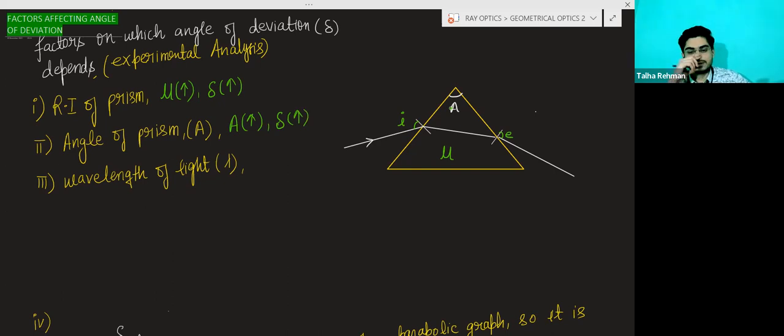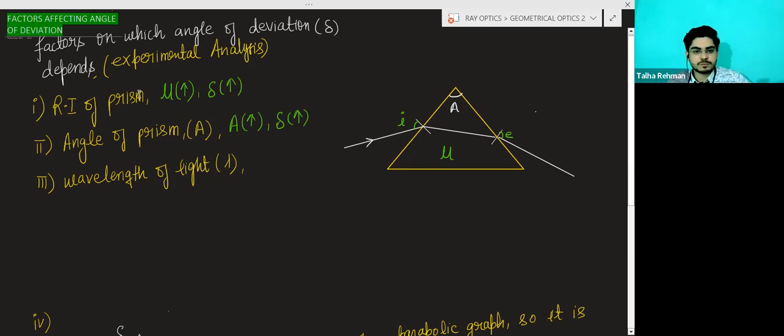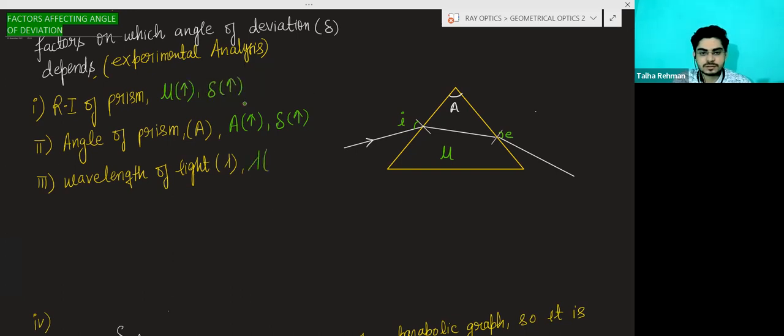Next is the wavelength of the light. You know that whenever the wavelength of the light increases, refractive index decreases. If refractive index decreases, angle of deviation will also decrease. So if wavelength of light increases, angle of deviation will decrease. Wavelength of light means we have this: this is the violet color, and this extreme is the red color.